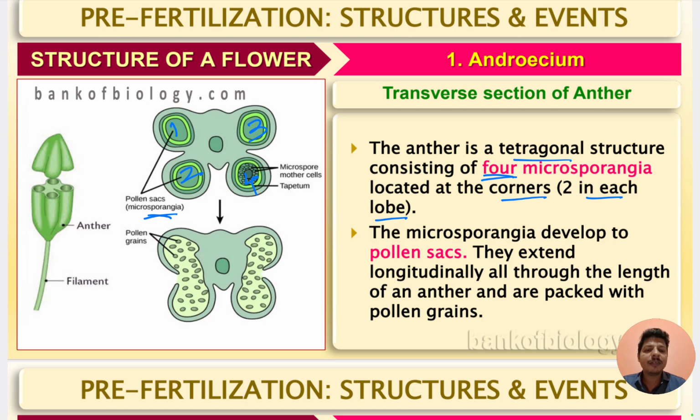The microsporangia develop into pollen sacs. They extend longitudinally all through the length of the anther and are packed with pollen grains. Many pollen grains are present. Here you can see there are many pollen grains.